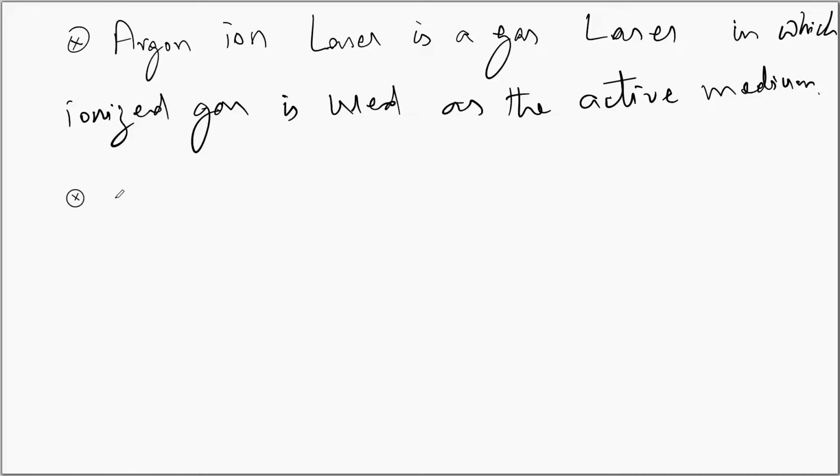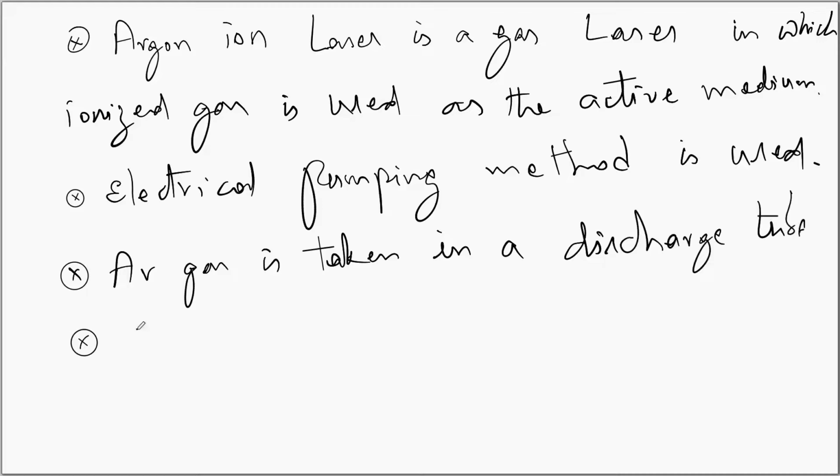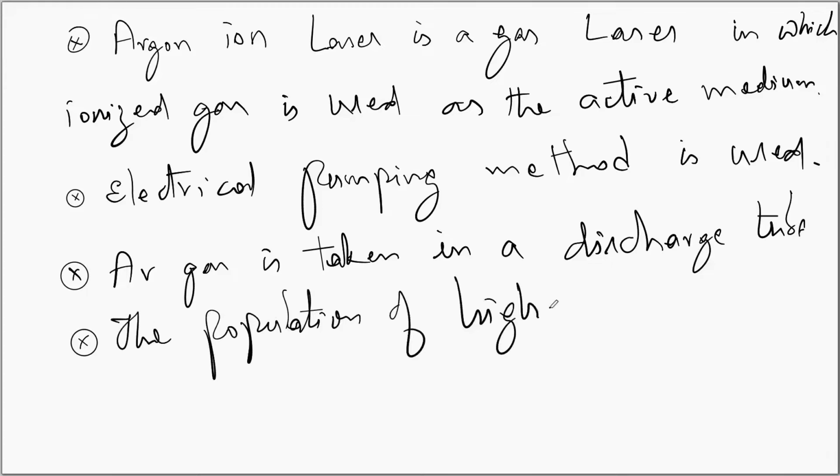Since it is a gas laser, the pumping method that we generally adopt for gas lasers is the electrical pumping. So, electrical pumping method is used. In the case of an argon ion laser, the argon gas is taken in a discharge tube. The population of higher energy levels increases due to the successive collision of the atoms with the electron and also the ions with the electrons in the discharge tube.